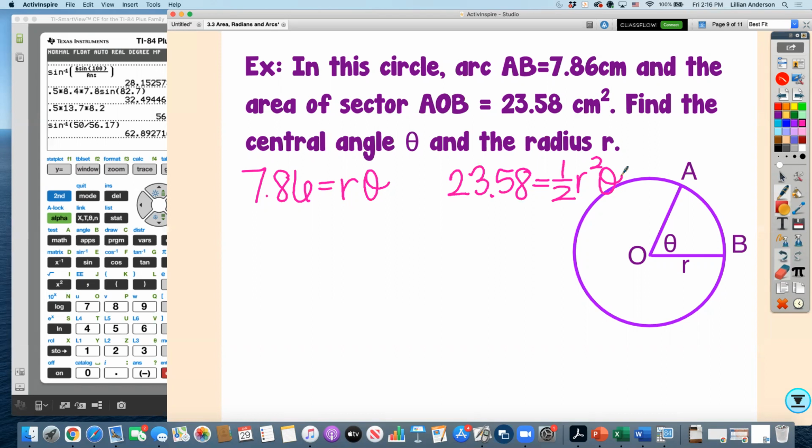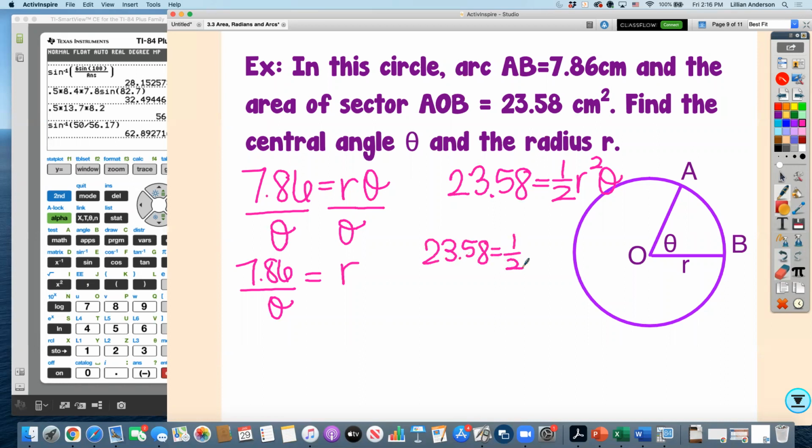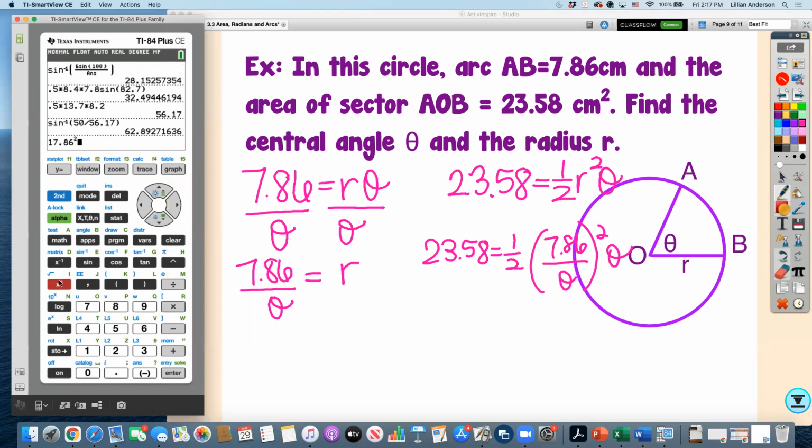Which variable do you want to solve for? R. So that means I have to divide both sides by the angle, theta. Okay. So R is equal to 7.86 divided by theta. So I'm going to plug this expression of 7.86 over theta in for R into my other equation. So that's 23.58 equals 1/2 times 7.86 over theta, squared, times theta. 7.86 squared is this decimal. I do not want to round that. I'm going to throw everything off if I do.